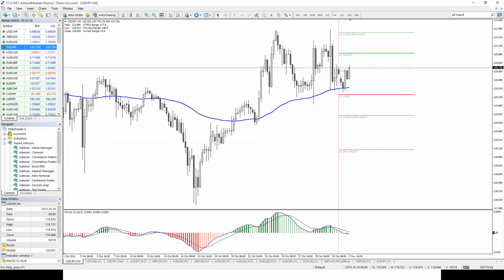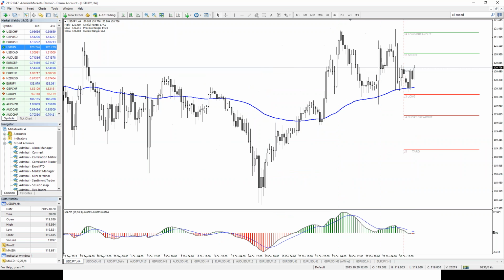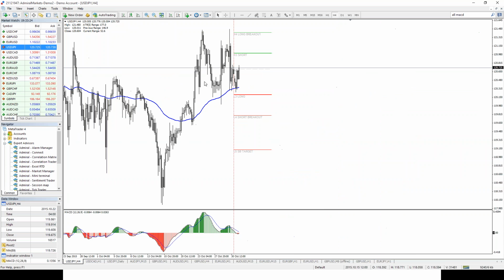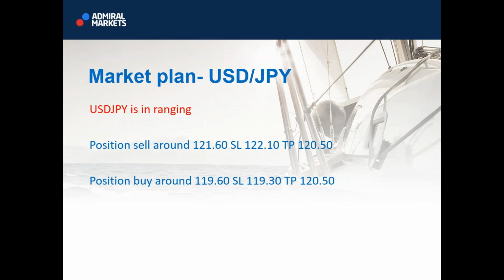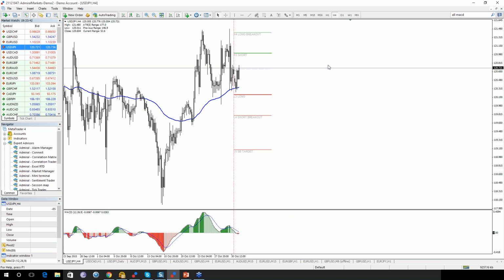Dollar yen, you can see it's ranging here. It's made some sort of a bullish V-shaped reversal. But you see, it's a big range. Up, down, up, down, up, down. So the first thing is, if we want to go with a trend, we should buy. So the buy comes at 119.60, probable buy.